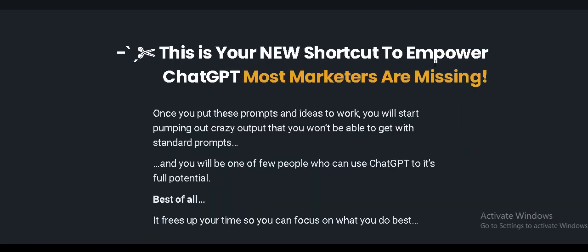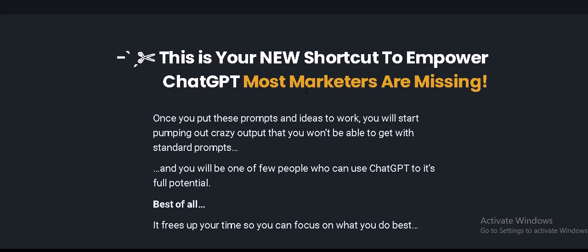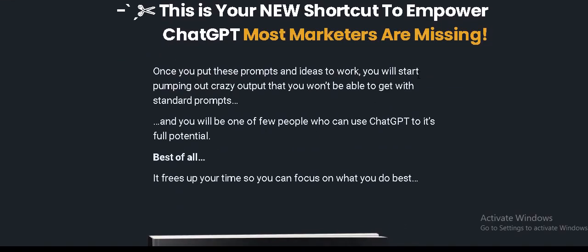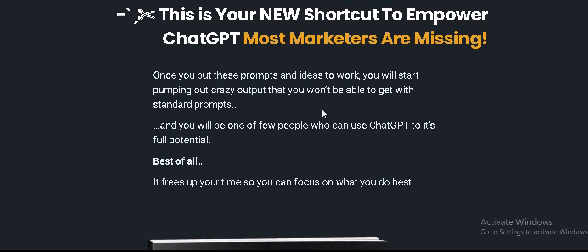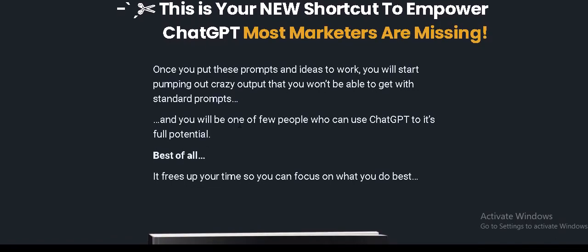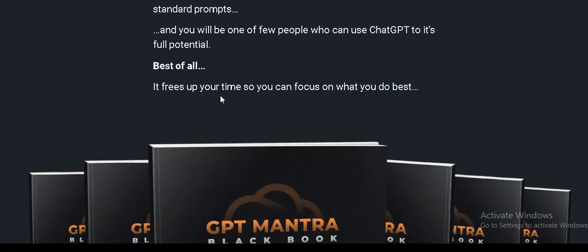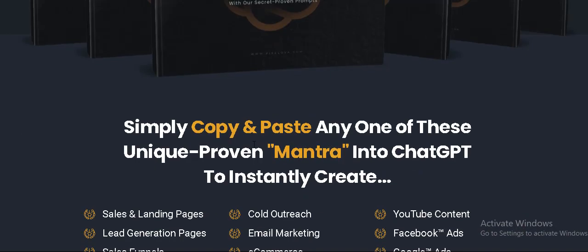This is your new shortcut to empower ChatGPT that most marketers are missing. Once you put these prompts and ideas to work, you will start pumping out crazy output that you won't be able to get with standard prompts. And you will be one of few people who can use ChatGPT to its full potential. Best of all, it frees up your time, so you can focus on what you do best.